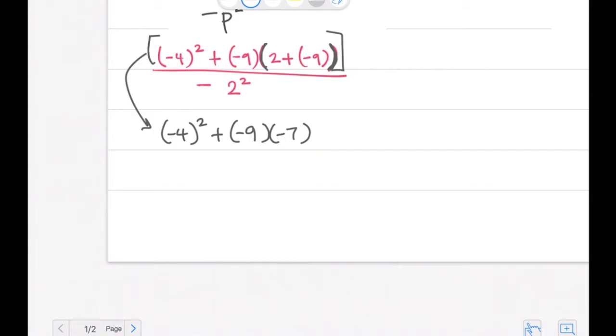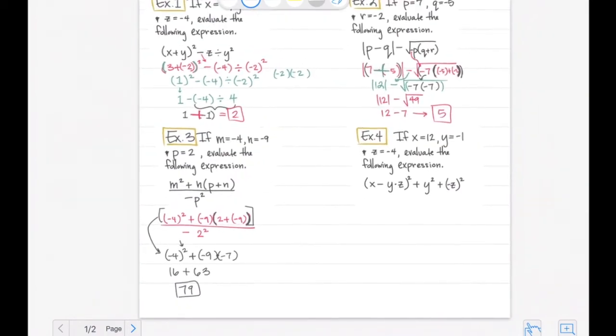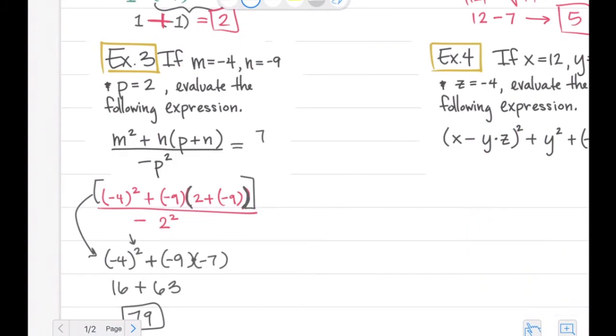So now we're going to continue working. We don't have any more grouping symbols within there, but we do have a square, a multiplication, and an addition. So let's go ahead and do the square first. Negative 4 times negative 4 is positive 16 plus, and then negative 9 times negative 7 is 63, and 16 plus 63 is 79. So this is, remember, just the numerator. So I'll go ahead and say 79 over.